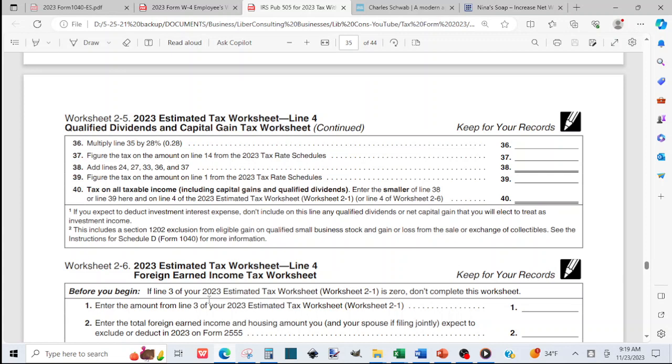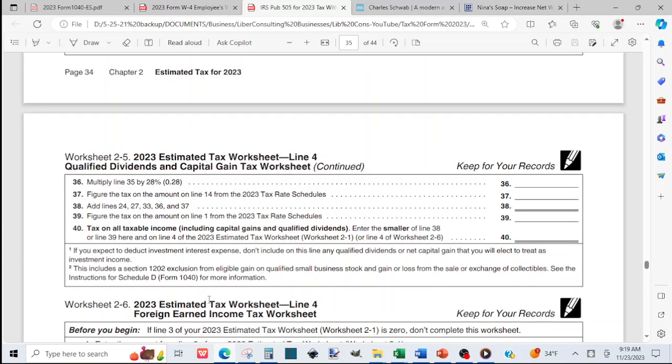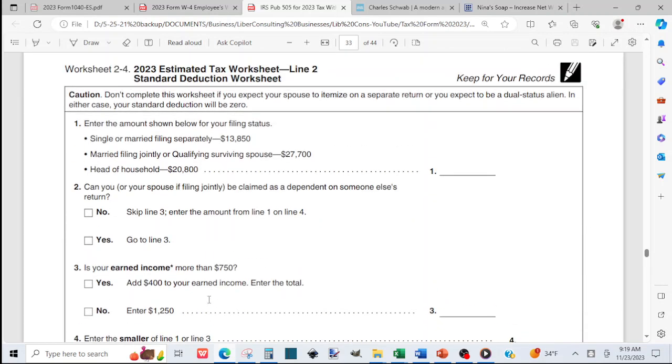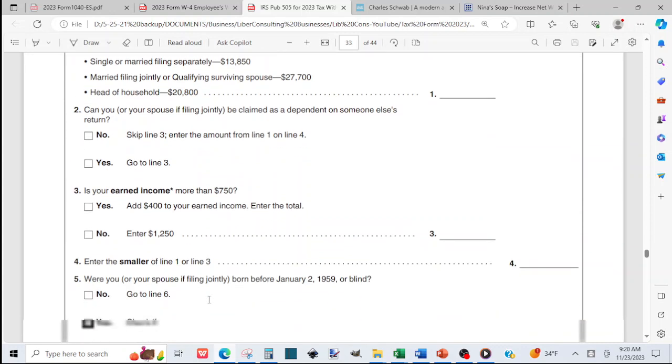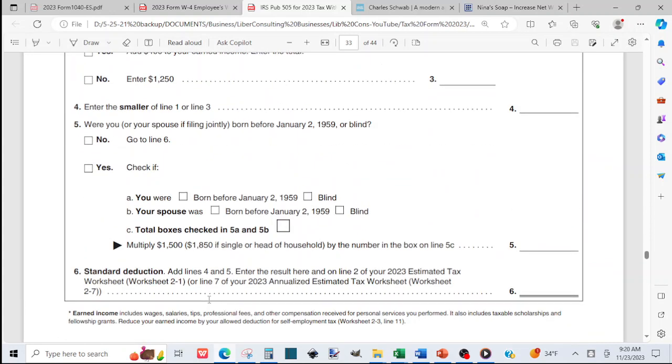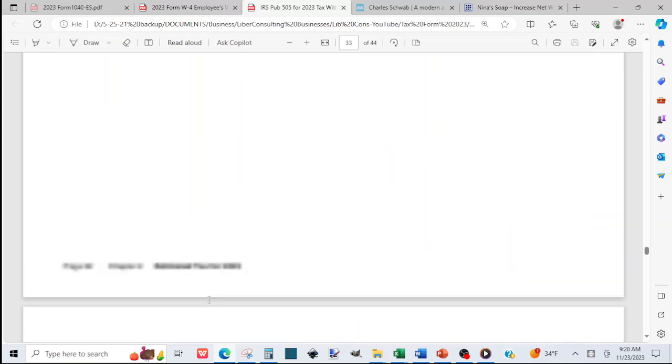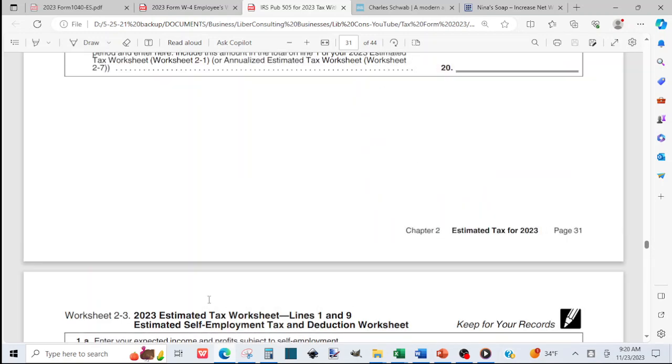So when you are done completing worksheet 2.5, you will complete worksheet 2.4, the standard deduction, because the standard deduction is kind of high now, and most people will take the standard deduction. So you'll complete worksheet 2.4 for the standard deduction as well, and the data from it will go on worksheet 2.1. And now you'll go to worksheet 2.1 to estimate the tax.